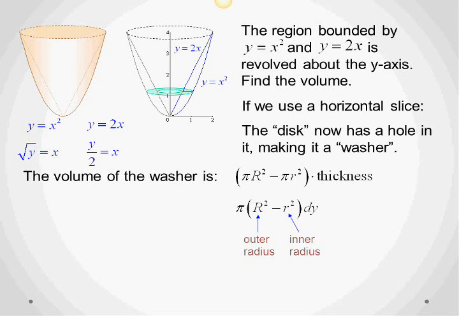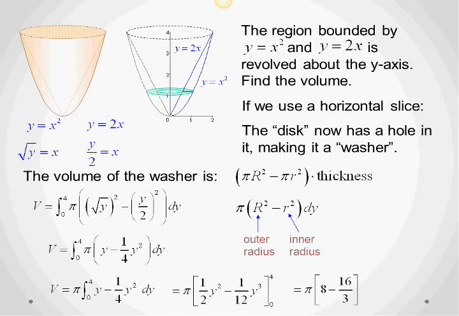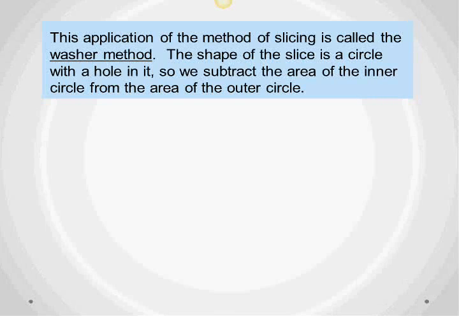Alright, so we have to put everything with respect to y, so we're going to solve these now for x, because I'm integrating with respect to y. So I have my volume equaling the integral from 0 to 4 of pi times big R squared minus little r squared dy. When I integrate that and find my antiderivative, we end up getting 8 pi over 3 as our answer.